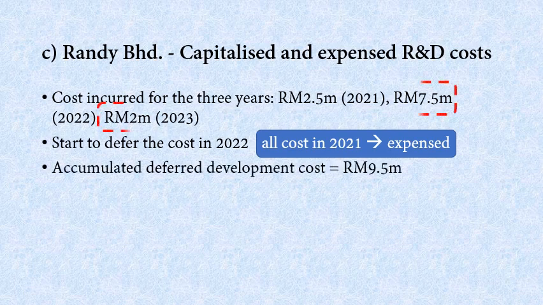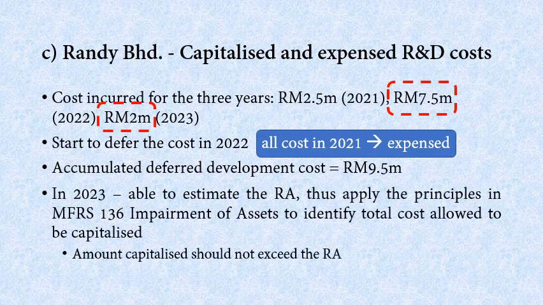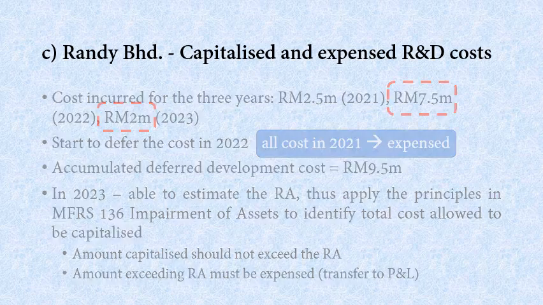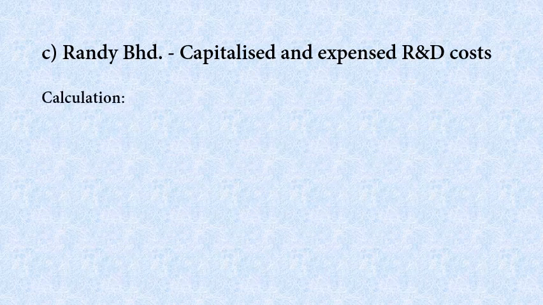So by the end of the year 2023, the firm has an accumulated research and development cost of 9.5 million. In the same year, the firm is also able to estimate the recoverable amount from the information given, and we need to use the principles in MFRS 136 in order to identify the cost allowed to be capitalized. Like the case in the previous question, we can only determine the value in use for this project.